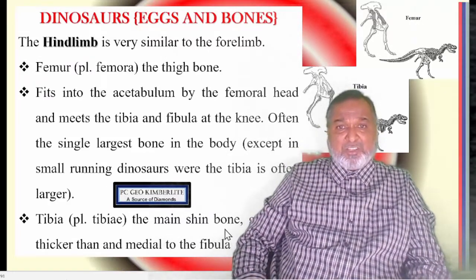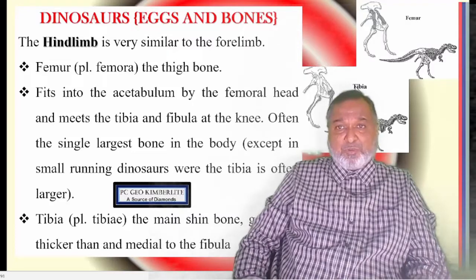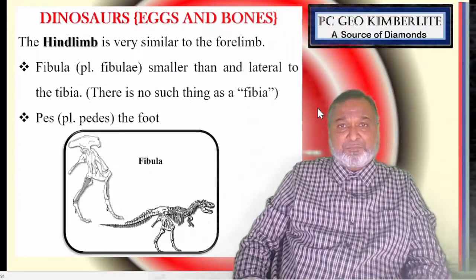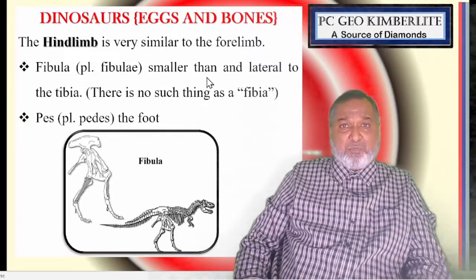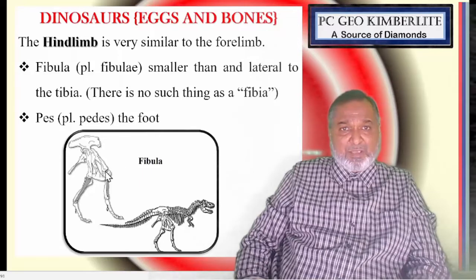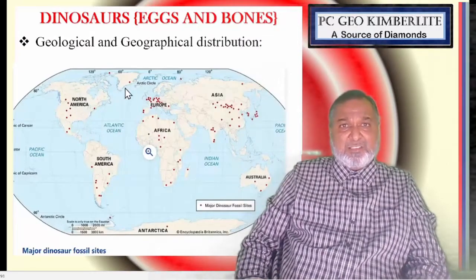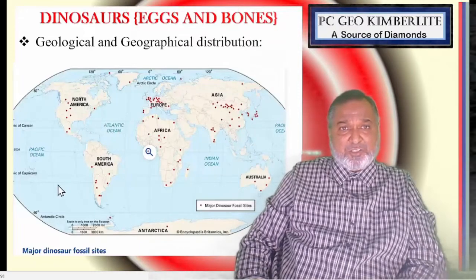Tibia, the main shin bone, generally thicker than the fibula and medial to it. So this is the tibia bone. Fibula, the smaller bone, lateral to the tibia. So this is the fibula which has been given. Pes is the foot, and this is the geological and geographical distribution.